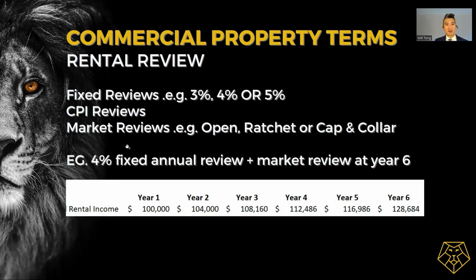Okay, so let me give an example. Let's say you've agreed to a 4% annual fixed review with a market review in year 6. Okay, so let's say the starting rent is 100,000. So in year 2, you add 4%. In year 3, you add 4% of the previous year. Year 4, you add 4% of the previous year, and so forth. And then in year 6, you have a market review. So let's say the market's gone up 10% at the time. Then you can see that the rent's been adjusted in accordance to what the market rent is in year 6. As you can see, there's a 10% increase here.